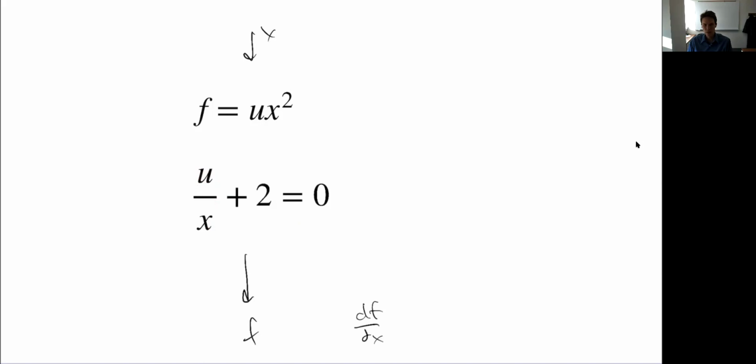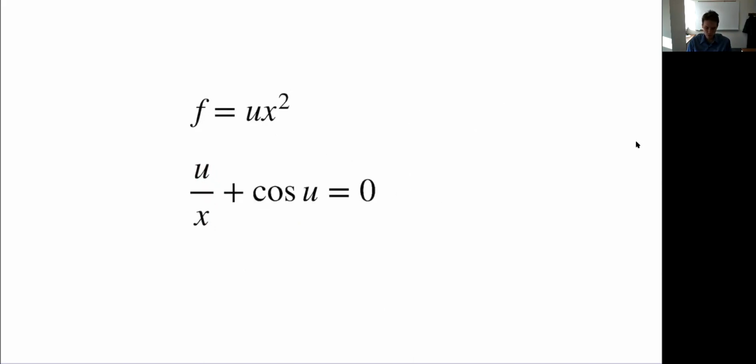Now, in this case, this is really simple because we can actually explicitly solve for u. On this bottom equation, I can move the 2 over, multiply by x, and u is minus 2x. I plug that in, I get f equals minus 2x cubed, and of course now taking the derivative is easy.